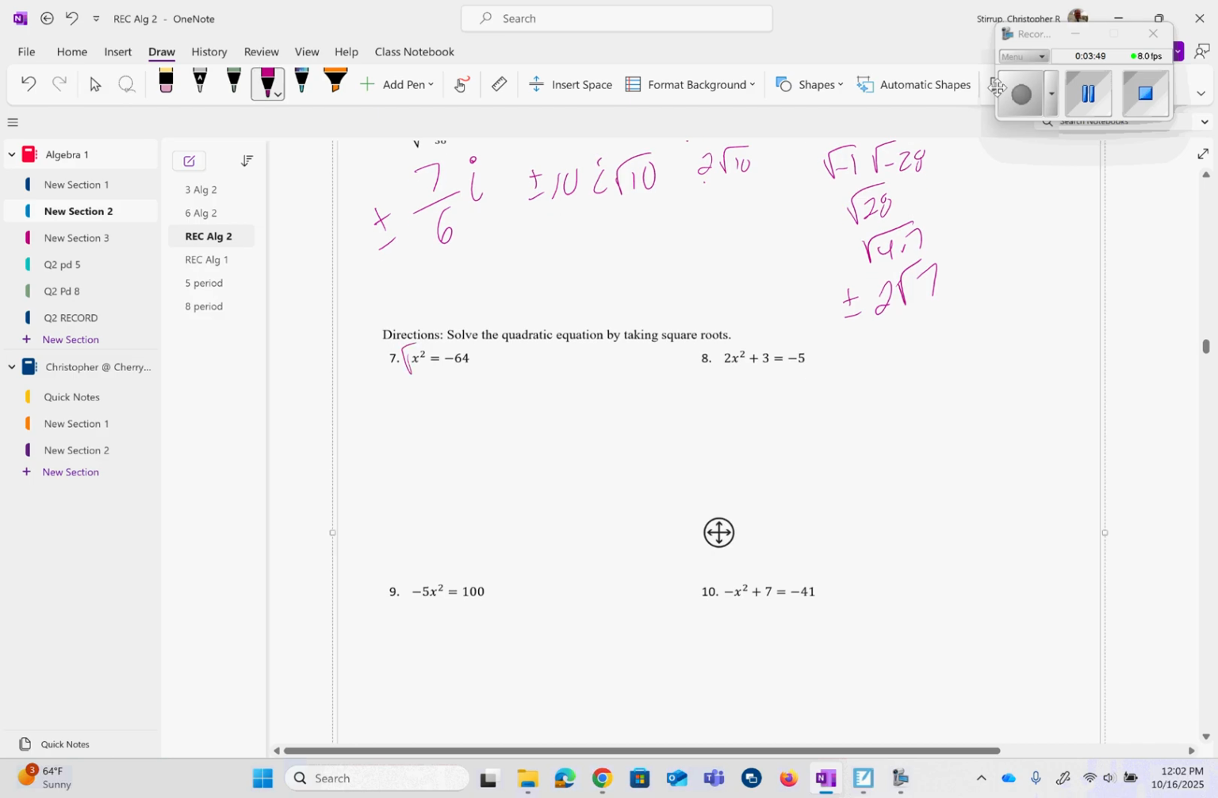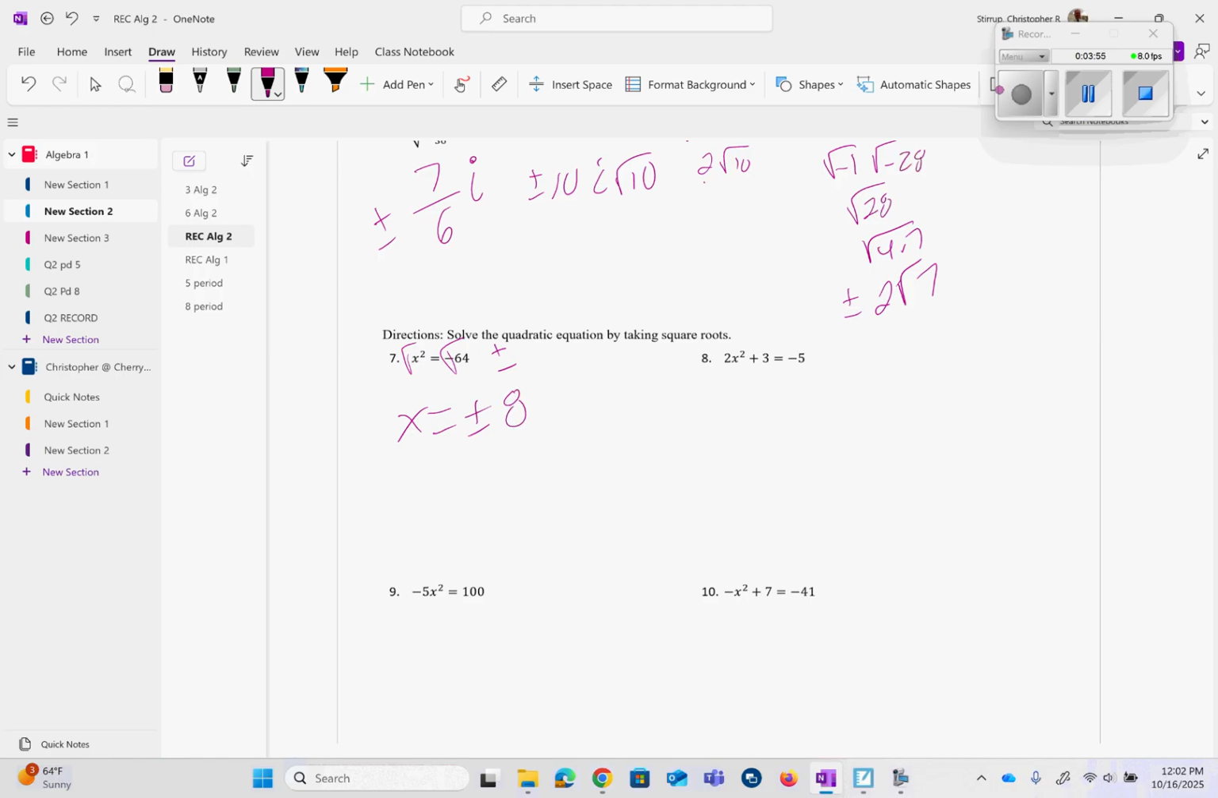All right, root. Don't forget the plus minus. x equals plus or minus square root of 64 is 8. I had a negative under the radical, put an i. Next problem, subtract 3 from both sides. Divide each side by 2. Root, don't forget the plus minus. x equals plus or minus square root of 4 is 2. And don't forget the i because I have a negative under the square root sign.